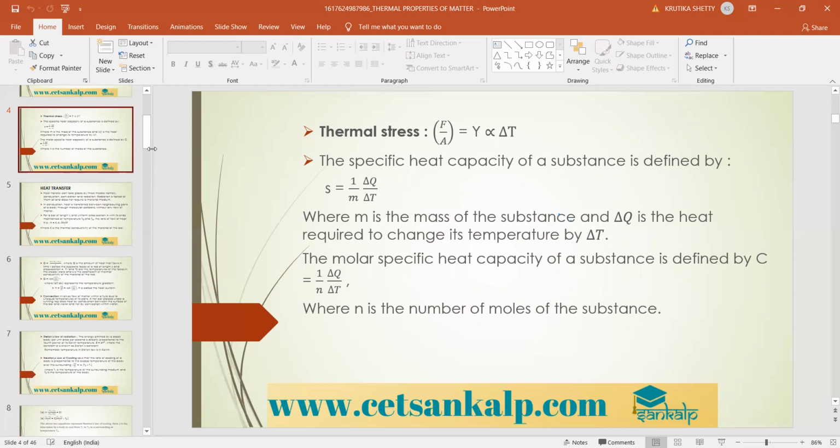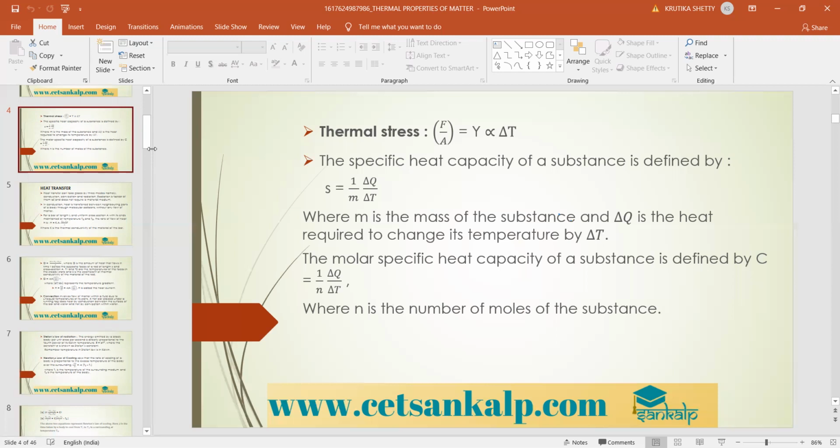Okay. Similarly, we can define the molar specific heat capacity. Here, the molar specific heat capacity is denoted by C. It is given by C equal to 1 by N delta Q by delta T, where N is the number of moles of the substance. So in both formulas, specific heat capacity and molar heat capacity, delta Q by delta T is the same.